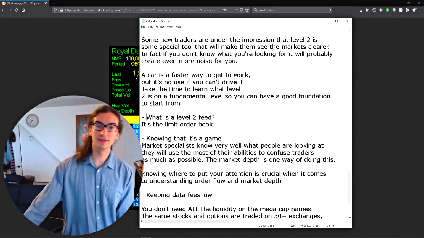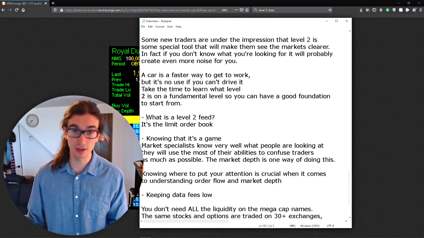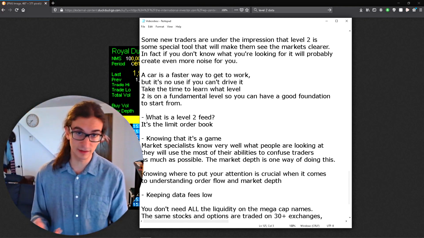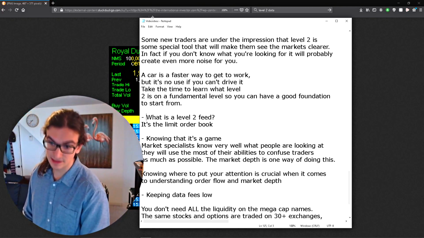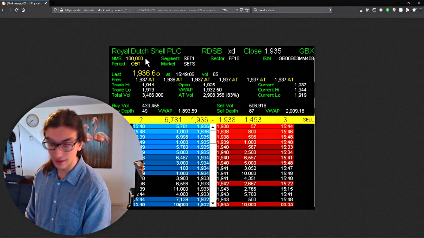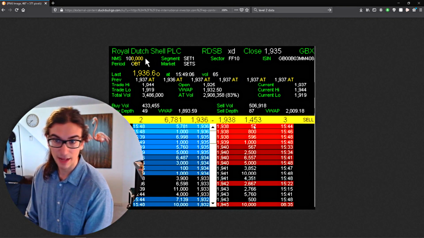All right, so what is a level 2 feed? Let's just keep it simple because there's a million videos that explain it, but none of them actually go to the nitty gritty to tell you all the little details and about why you should be looking at this or why not. What is a level 2 feed? Simply, it's the limit order book. It's the orders that are in the market to buy below the market price and to sell above the market price. So in this case, you can see the price is in the middle. The bid is 1936 and the ask is 1938. This is the bid being displayed at this price, and this is the offer being displayed at this price.